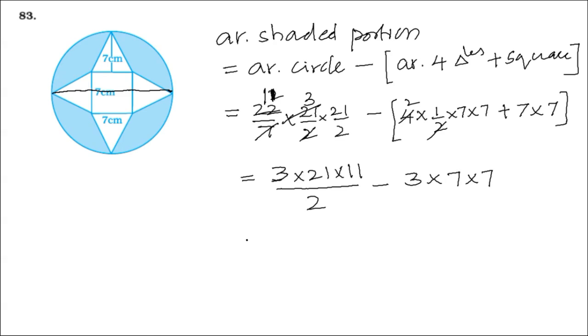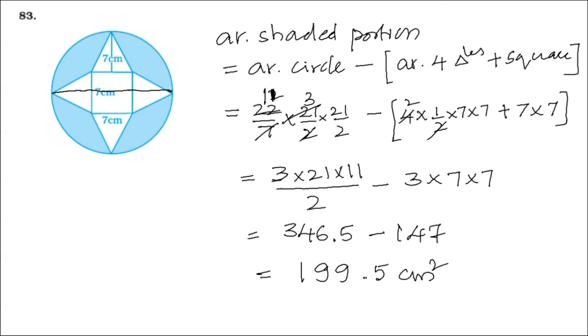This can be further simplified. We get area as 346.5 minus, this will be 49 times of 3. 49 times of 3 is 147. Let me subtract. We get 199.5 square centimeter. This is the area of the shaded portion.